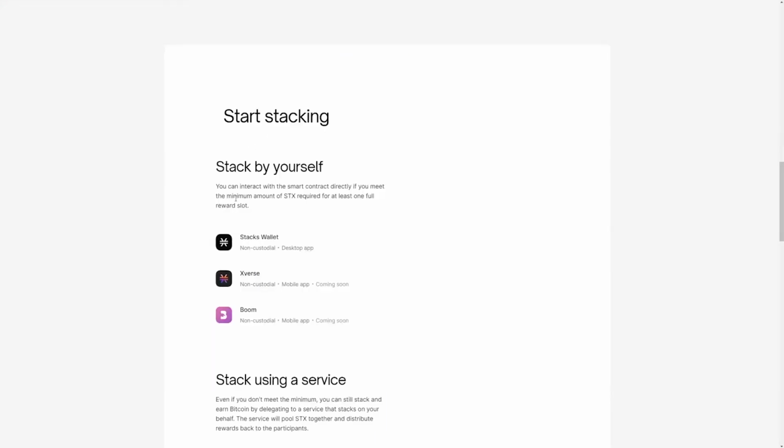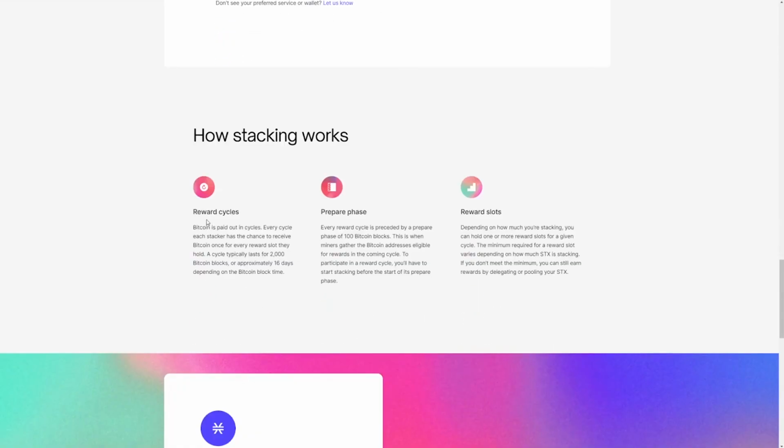So here are overviews of what wallets can be used. You can download them right from here, very easy, or you can use a service which they recommend here. And as they mentioned, it works within the reward cycle, so approximately every 16 days depending on the block time, which is around 2000 Bitcoin blocks. And after this, each stacker has the chance to receive a Bitcoin.